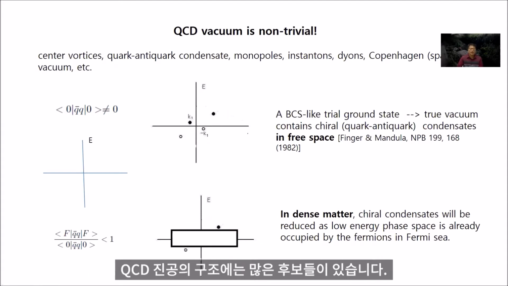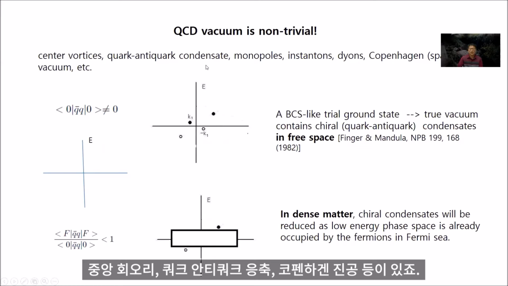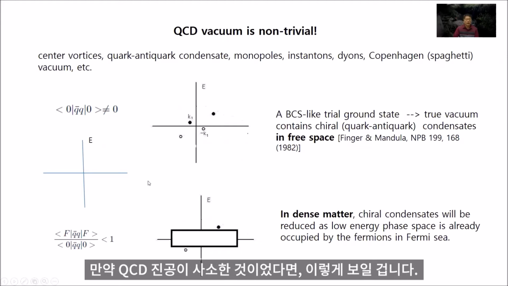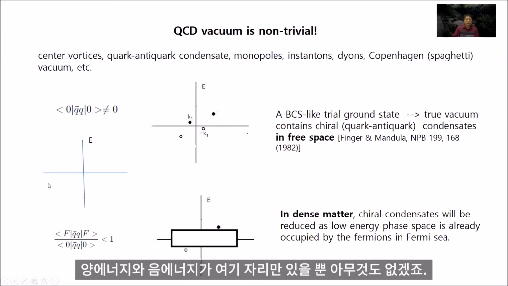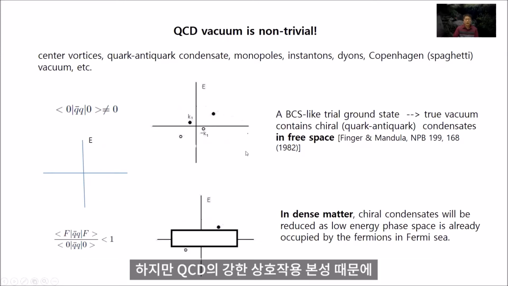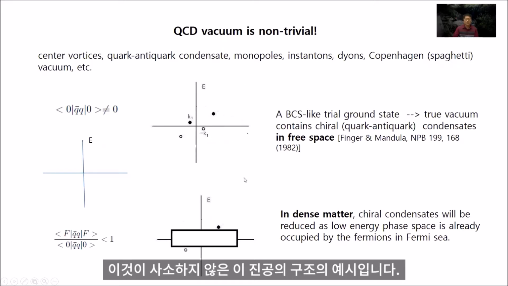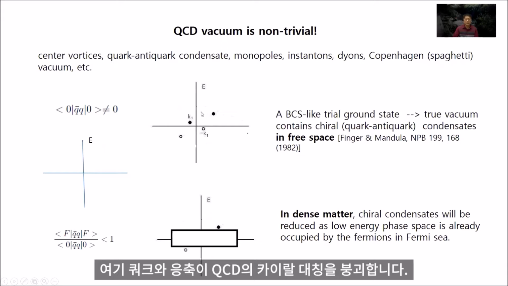There are many candidates for true QCD vacuum structures, such as center vortices, quark-antiquark condensate, Copenhagen vacuum, etc. If the QCD vacuum is trivial, it looks like this: positive energy and negative energy only interact here and nothing else. But because of the strongly interacting nature of QCD at low energies, you can have quark-antiquark pairs in the ground state of QCD. This is one example of the non-trivial structure of the QCD vacuum, and this quark-antiquark condensate is supposed to break the chiral symmetry of QCD.